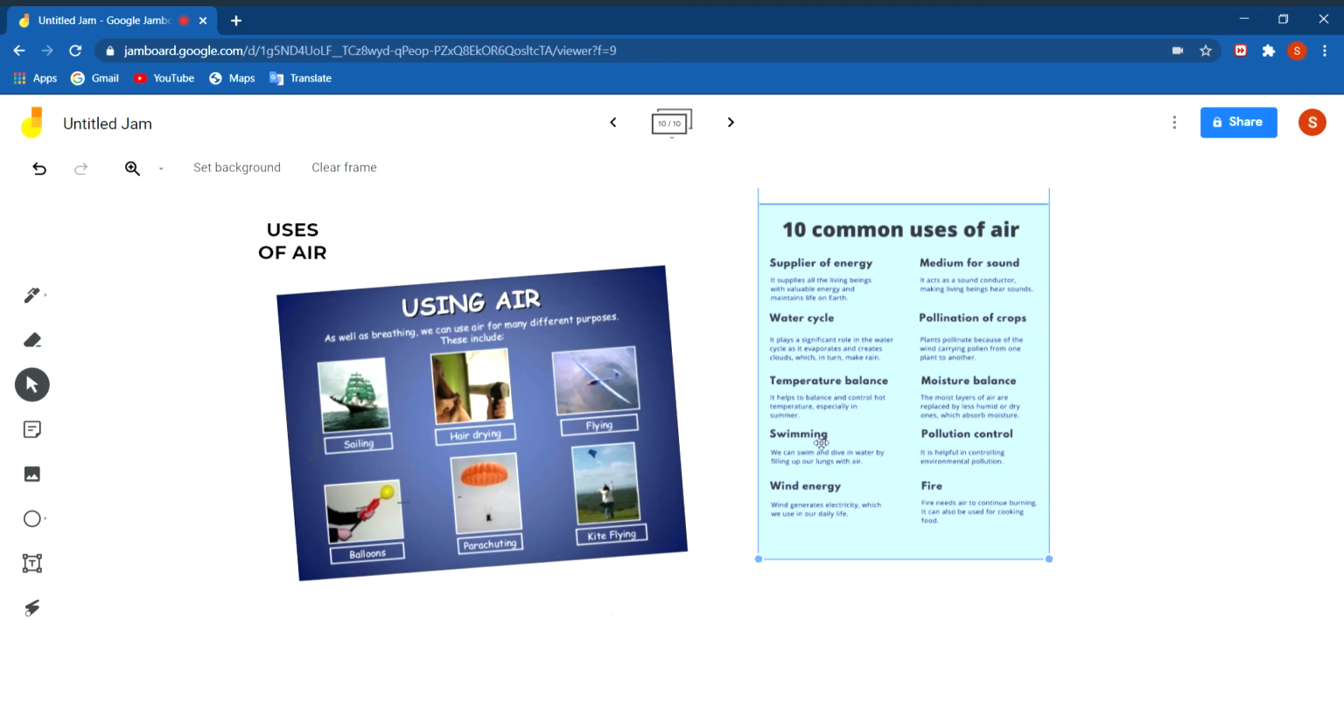Then air helps in pollination of crops also. Air helps in pollination and seed dispersal. And it helps in burning also. So air is a very important component of nature. This is all for today's lecture.